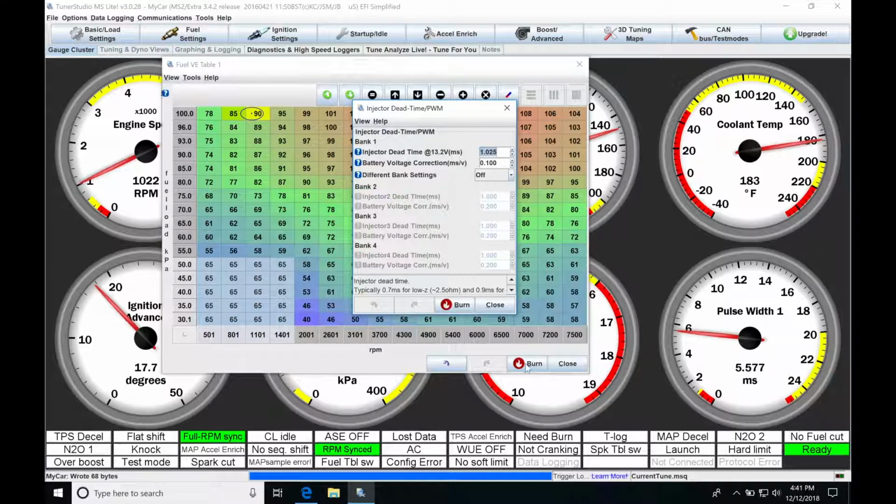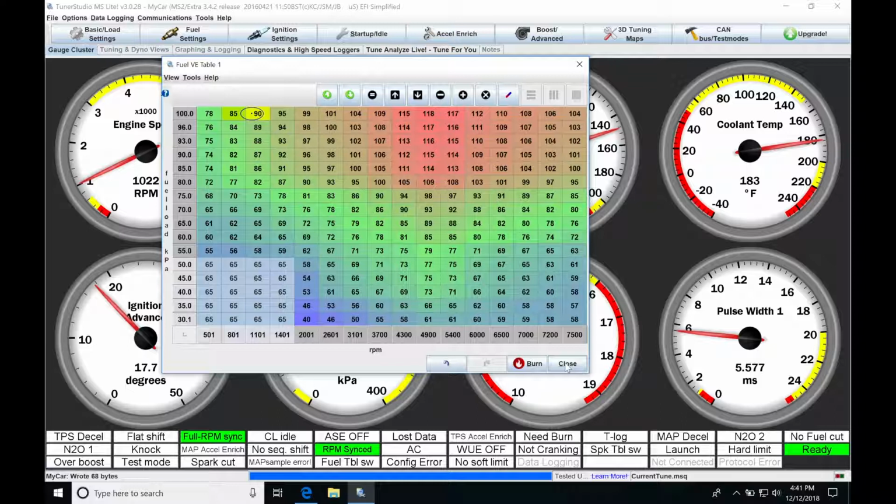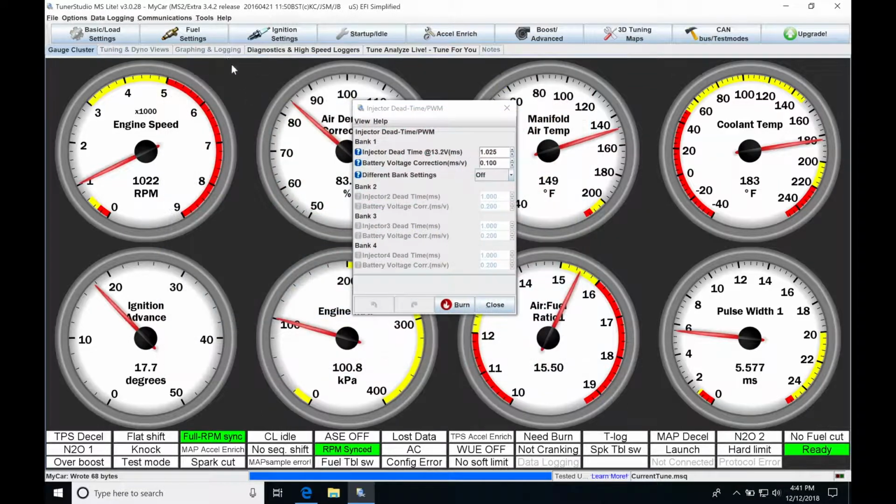So let's go ahead and burn that. Let's burn these changes here, and then we'll jump into our last section we're going to be checking out. Let's close this as well.